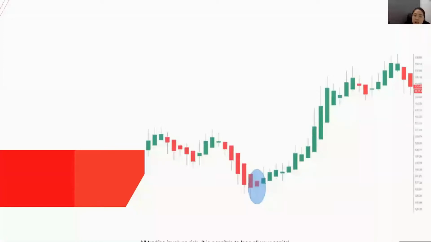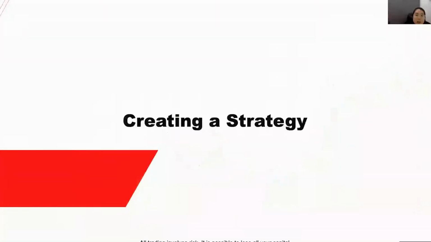So because the Heiken Ashi candlesticks show the directional market trend, it can be useful to apply trend indicators. I will show you later how we can apply trend indicators in order to identify the strength of market momentum. Okay, we're going to create a strategy. We're going to move on to TradingView to create a strategy.